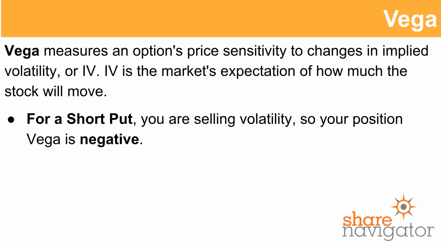For a short put, you are selling volatility, so your position Vega is negative. I would like to emphasize that this is a really important part for you to listen into if you're going to start selling put options. And we have a couple of tips coming in the next number of slides that are going to be very important for you when we discuss IV rank.